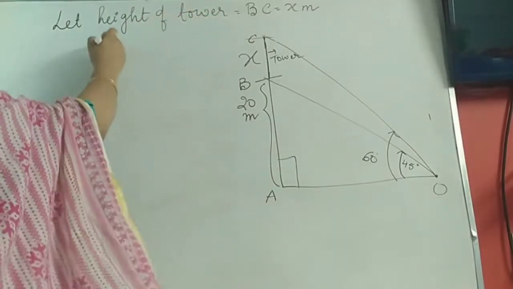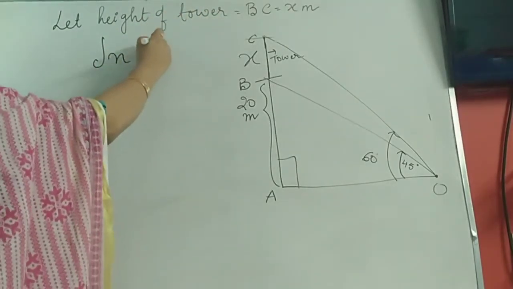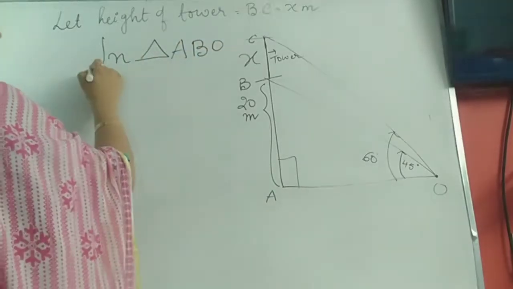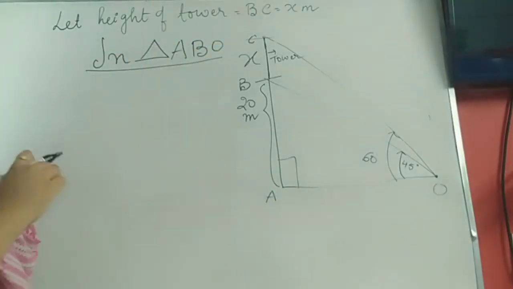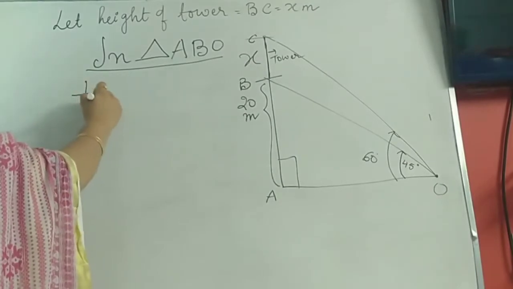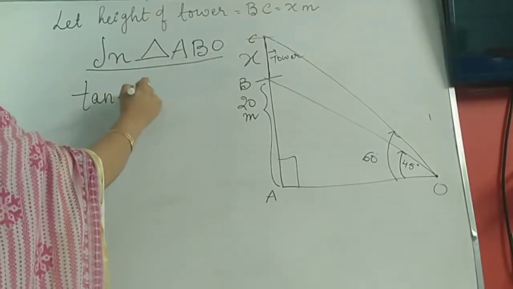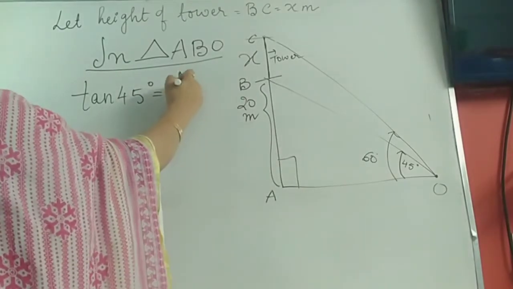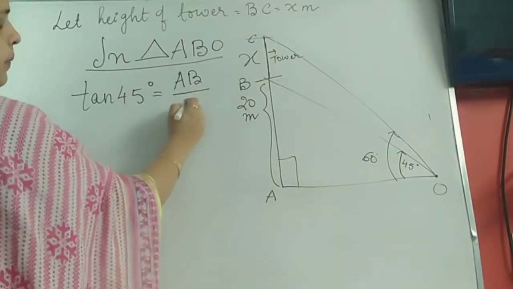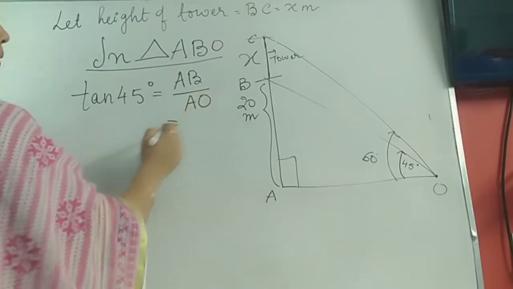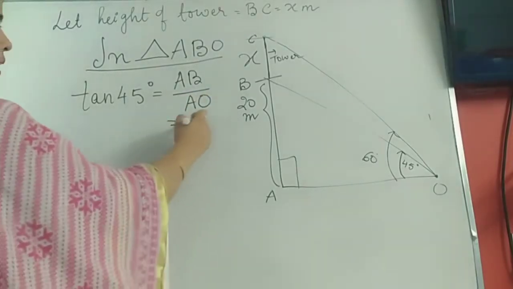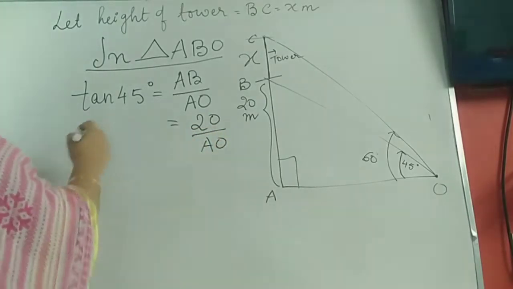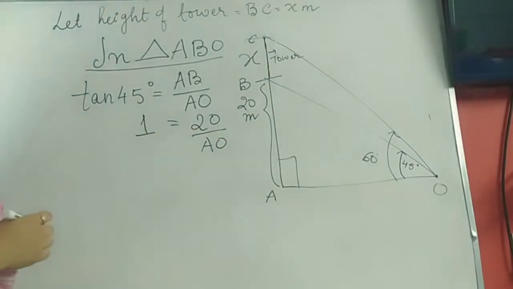Whenever you are writing, you must write down the name of the triangle so that the teacher will be able to see which triangle you are talking about. Okay, so this is tan 45. What is tan 45? Perpendicular by base. So here is the perpendicular AB and here is the base AO. The perpendicular here is 20 and this is the base OA. So tan 45 is 1.